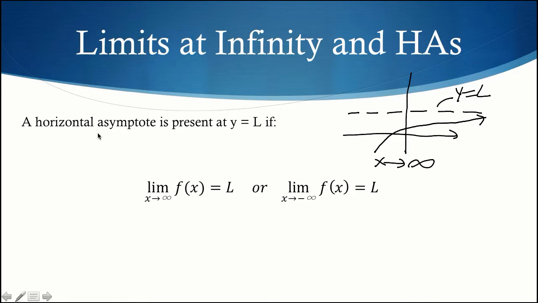So a horizontal asymptote is present at y equals L if the following limits are true. You can either approach it as x approaches infinity, or from negative infinity. So you can also have a graph that approaches y equals L when x approaches negative infinity. In either case, you have a horizontal asymptote.